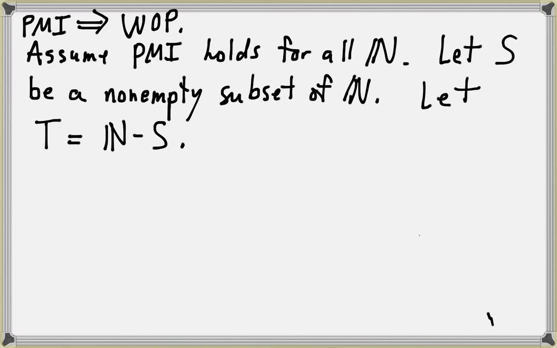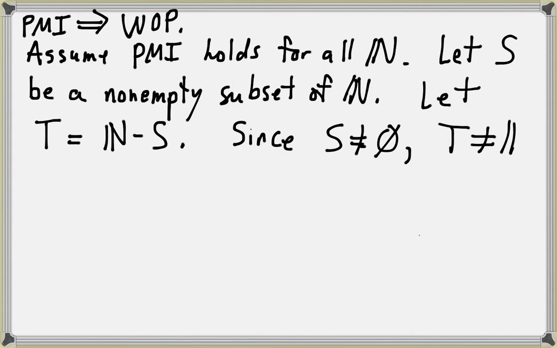Well, we assumed that S was non-empty. S does not equal the empty set. So there are some natural numbers that are in S. And therefore, T can't equal all of the natural numbers because we just said that some elements are in S. So T is like the complement of S, if you think of it that way. It's the set of all natural numbers that are not in S. So since S is non-empty, T does not equal the set of all natural numbers. Well, for the sake of contradiction, let's suppose that S contains no smallest element.